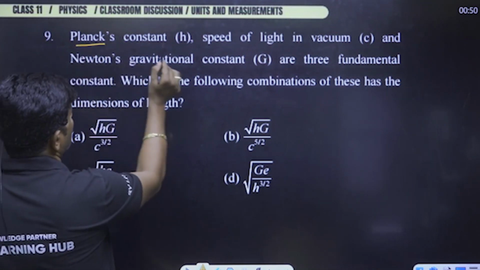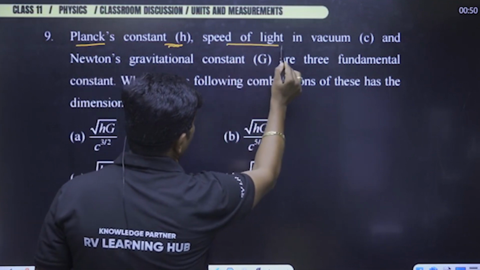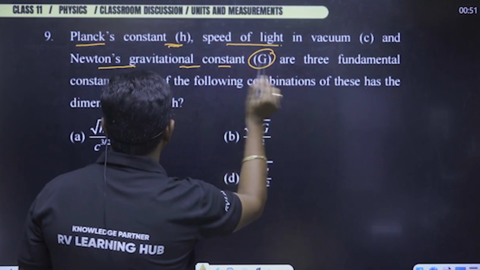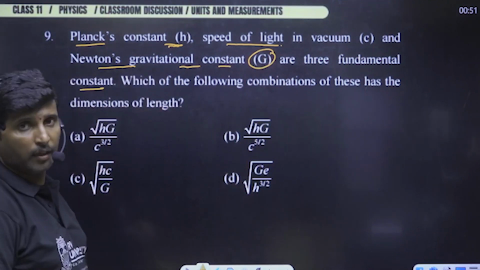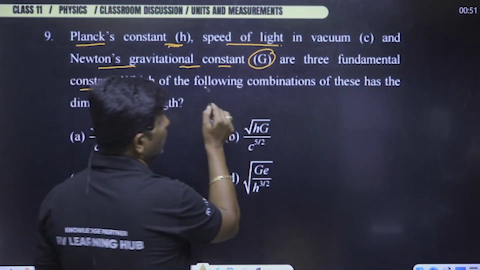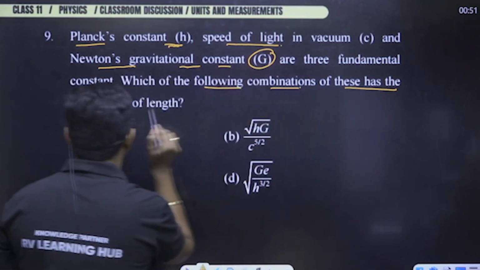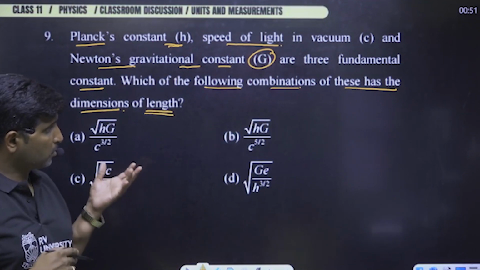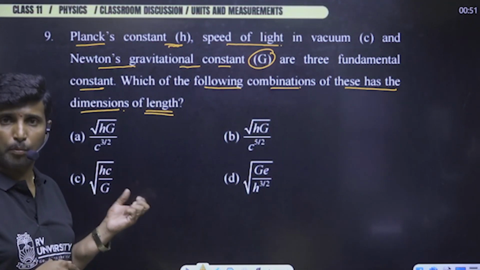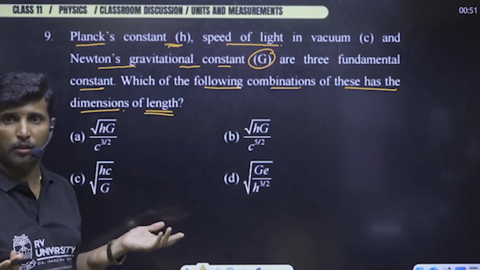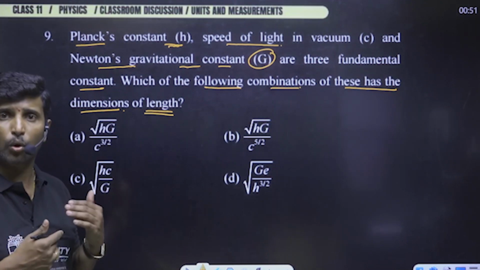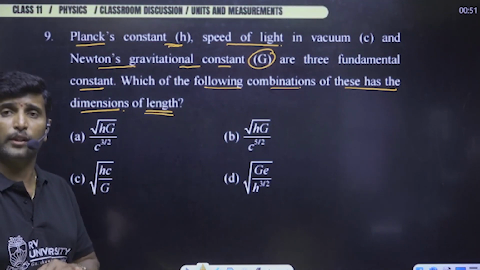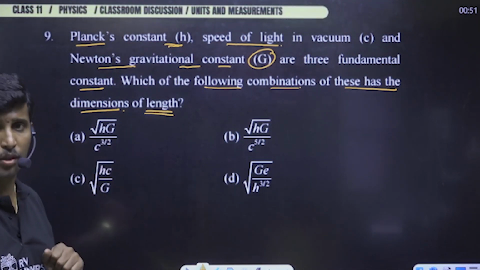See here, Planck's constant h, speed of light in vacuum c, and Newton's gravitational constant G are three fundamental constants. Which of the following combinations of these has the dimensions of length? Whenever we come across this type of problem, there is no other option, and we have to go with the trial and error method. Otherwise, we will go with the option verification technique.